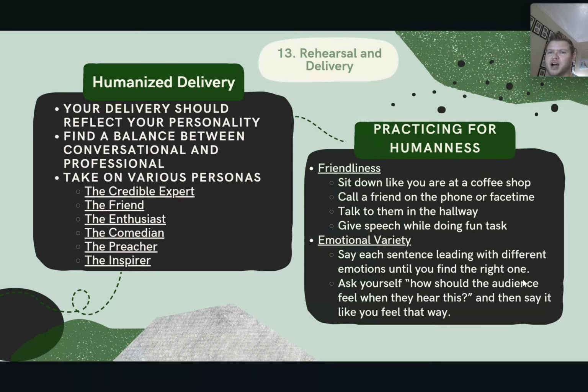Go through the script of your speech and say every single sentence leading or leaning into a different emotion. Like pull up an emotion wheel on Google and say it when you're disgusted, say it when you're angry, say it when you're sad, say it when you're oppressed. What about disappointed, right? Say each line leaning into a different emotion until you find the emotion that seems like it fits best. And ask yourself, how should the audience feel when they hear this? If you want them to feel a certain way, unless you're trying to shock or misdirect them, sound that way and they will probably feel that way.